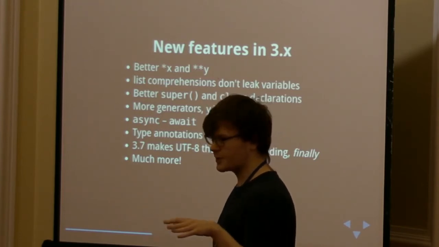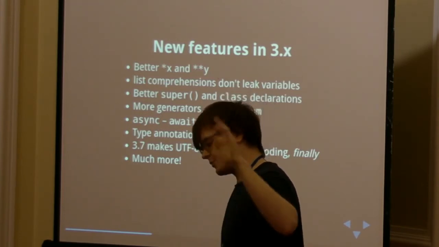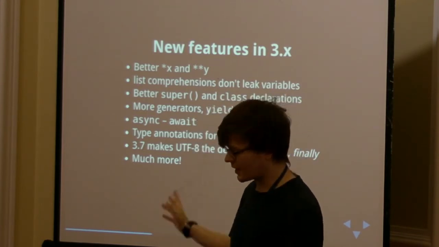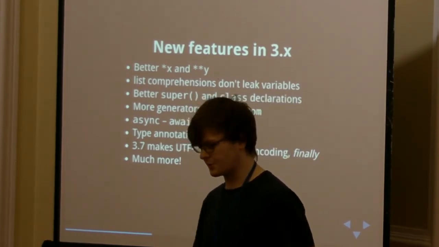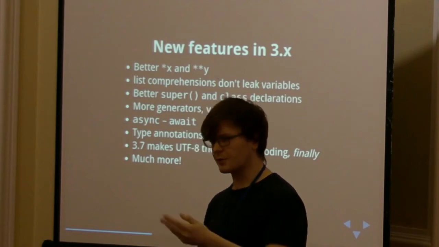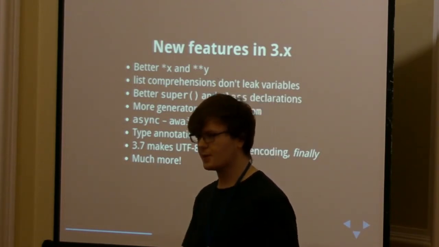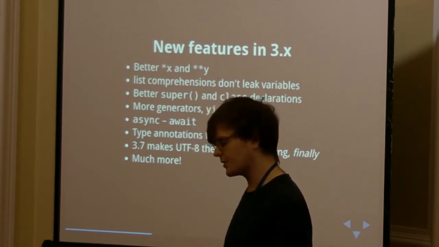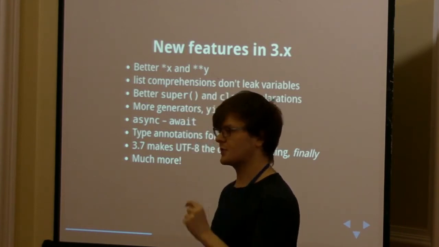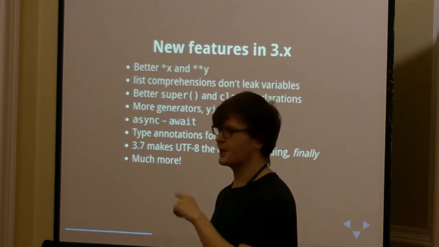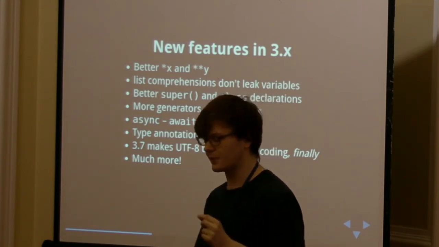Super and class declarations are easier to use. There are more generators everywhere. Generators are very nice. Yield from is useful syntax for generators. Async await, if you're doing concurrent programming, is very useful. Type annotations for MyPy are more convenient to use than in the comments. Python 3.7, interestingly, makes UTF-8 the default across all platforms, which is very, very useful if you're doing web development.